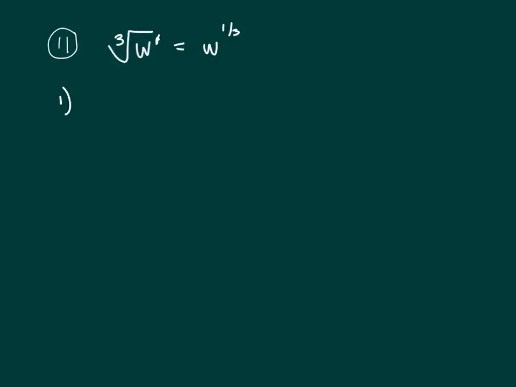Clue 1 says the fifth root of w is 64. The fifth root of w is 64. And we're trying to figure out what the cube root is. So let's use this rule. W to the 1/5 is 64. And remember, we're trying to find w to the 1/3.